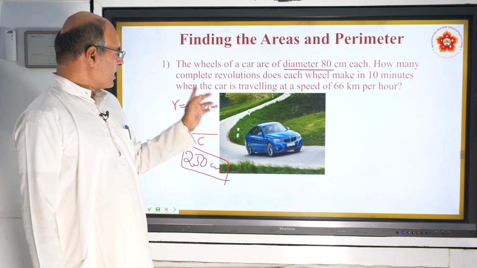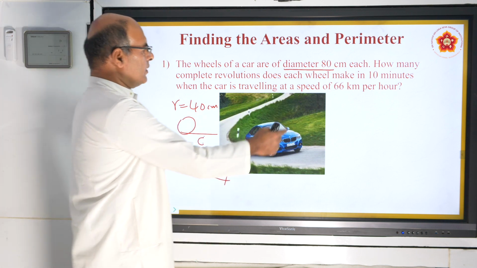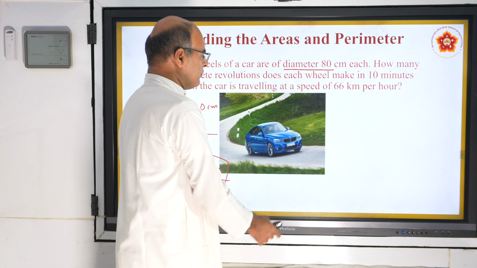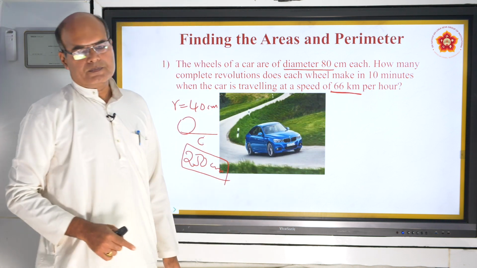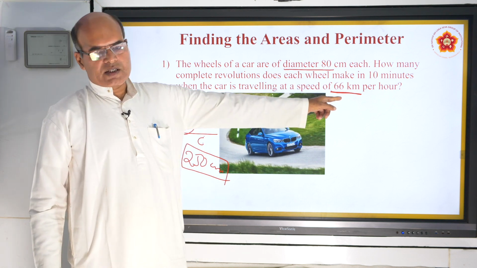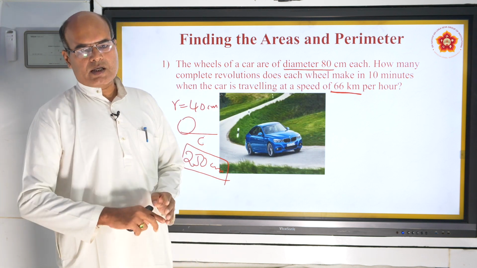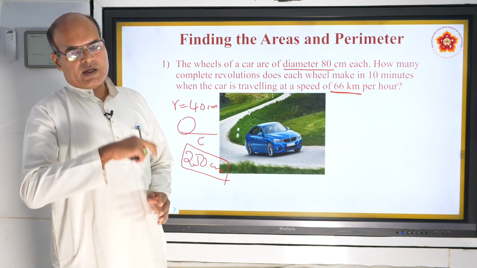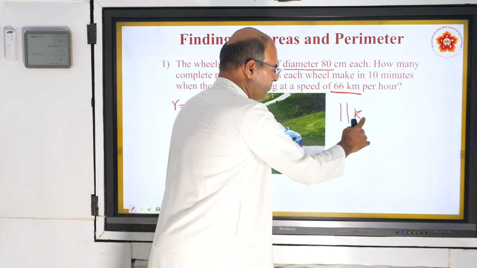Now let us understand how much distance it has to cover. The car is traveling at a speed of 66 km per hour. For 60 minutes, it is traveling 66 km. Therefore, in 10 minutes, it covers 11 km.